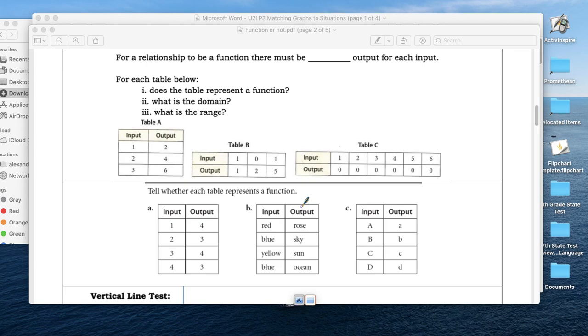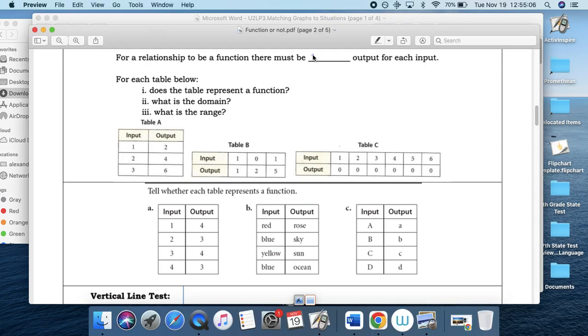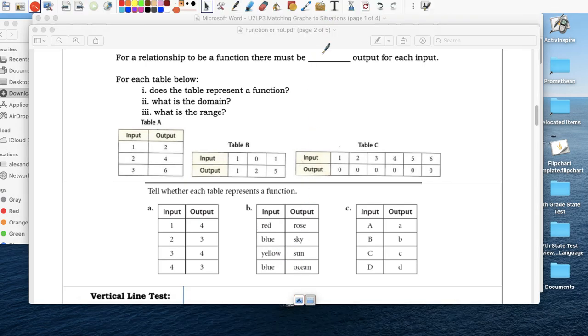For a relation to be a function, there must be one output for each input. So that's what you write in here. Does each table represent a function? What is the domain and range?